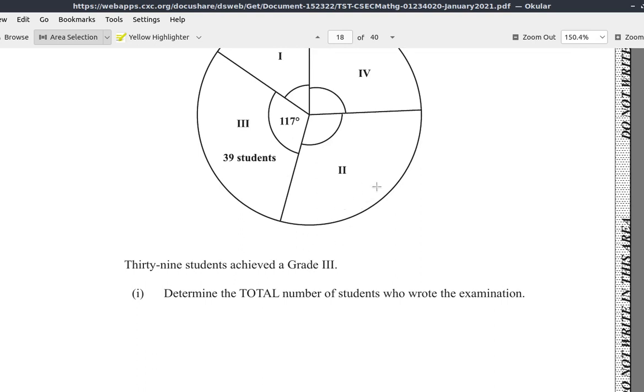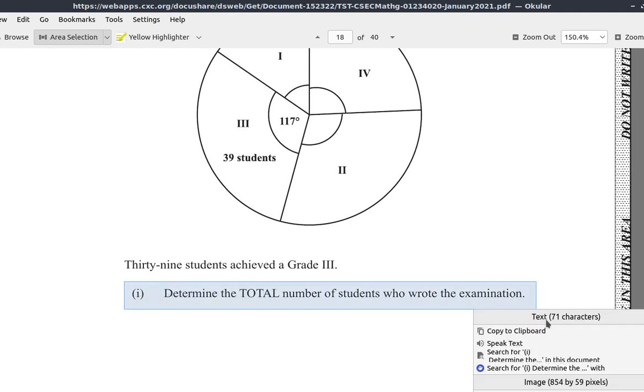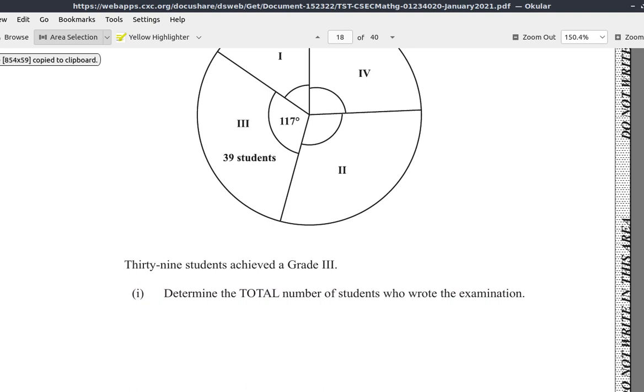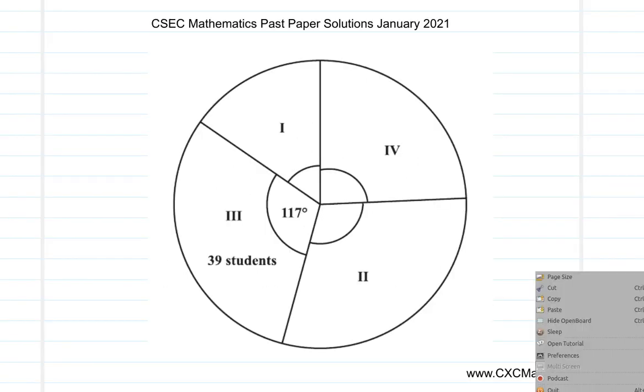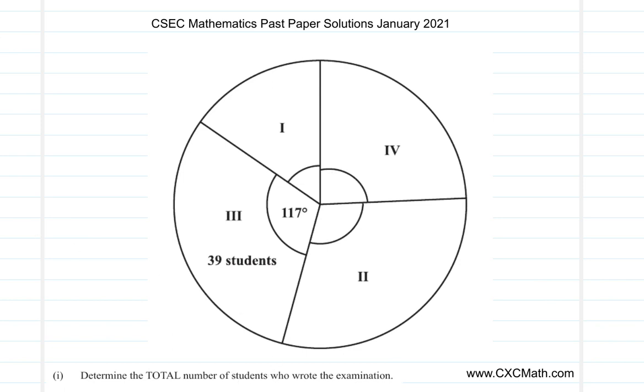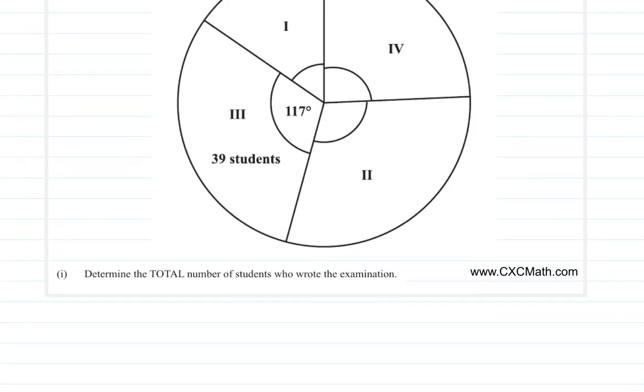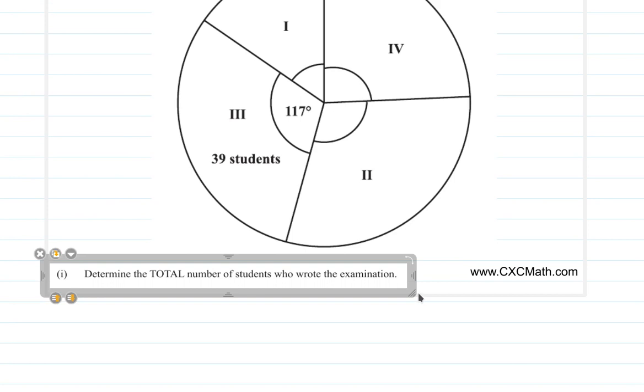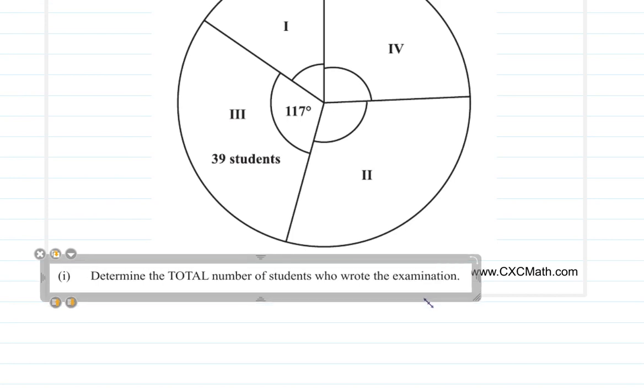39 students achieved a grade of 3. Alright, so we have that. Determine the total number of students who wrote the examination. Alright, so let's go over to our other screen here. We're supposed to determine the number of students who wrote the examination. Pause the video and work that out for me.